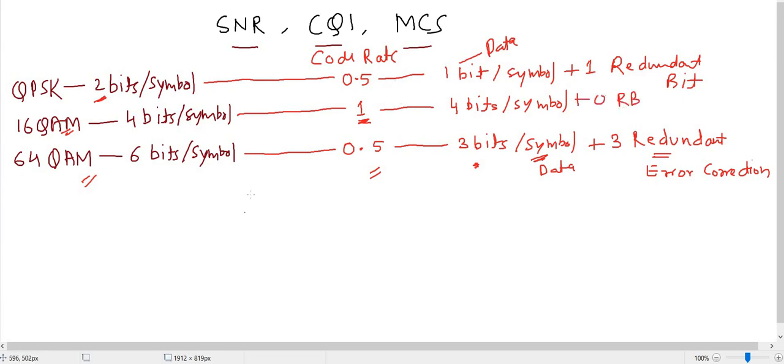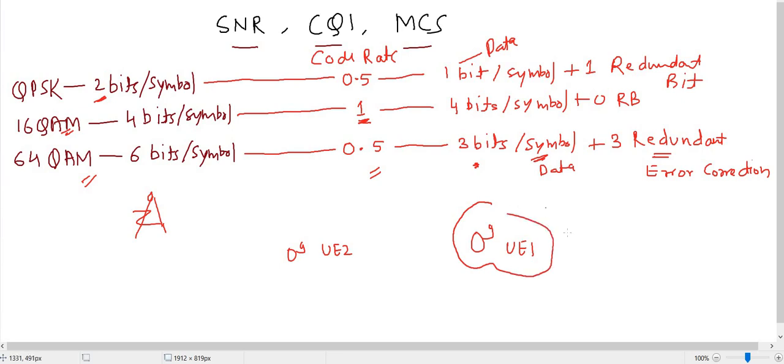And let me tell you a little bit more about redundant bit. What happens generally, suppose this is my E node B, and this is my UE1 which is very far away from E node B, and this is my UE2 which is quite closer to E node B. So UE1 is in poor coverage, right? It is in poor coverage.